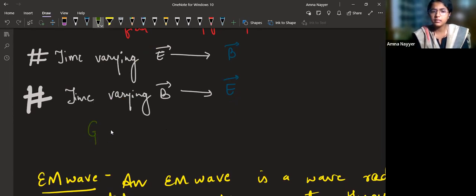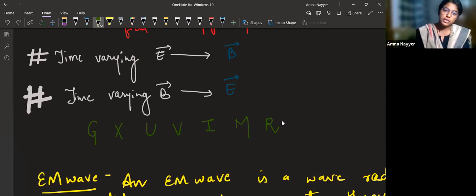Similarly, here you have gamma rays, X rays, ultraviolet, visible, infrared radiations, microwave, and radio waves. This is the order of it. Fine. Now from here, that I'll discuss when we do it.